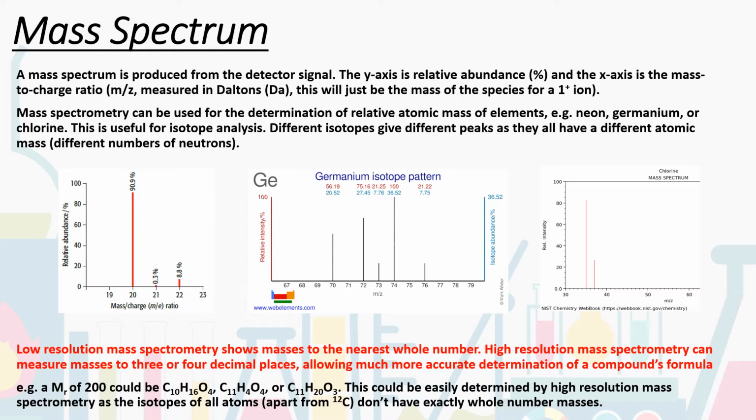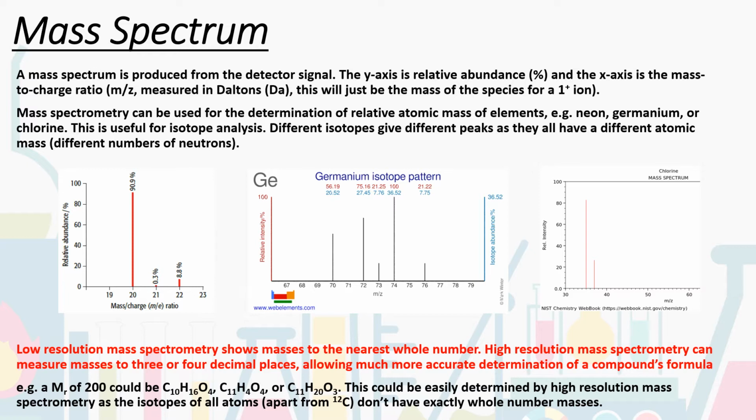So we've talked in previous videos on the amount of substance topic that the way that we get to the Ar value, the atomic mass value that you see on the periodic table, is to do a mass spectrum of that element, and we have to take into account all of the naturally occurring isotopes. And so it's really useful for isotope analysis. Different isotopes give different peaks because they have different atomic masses. They have different numbers of neutrons, remember, for an isotope. Same number of protons, different number of neutrons.